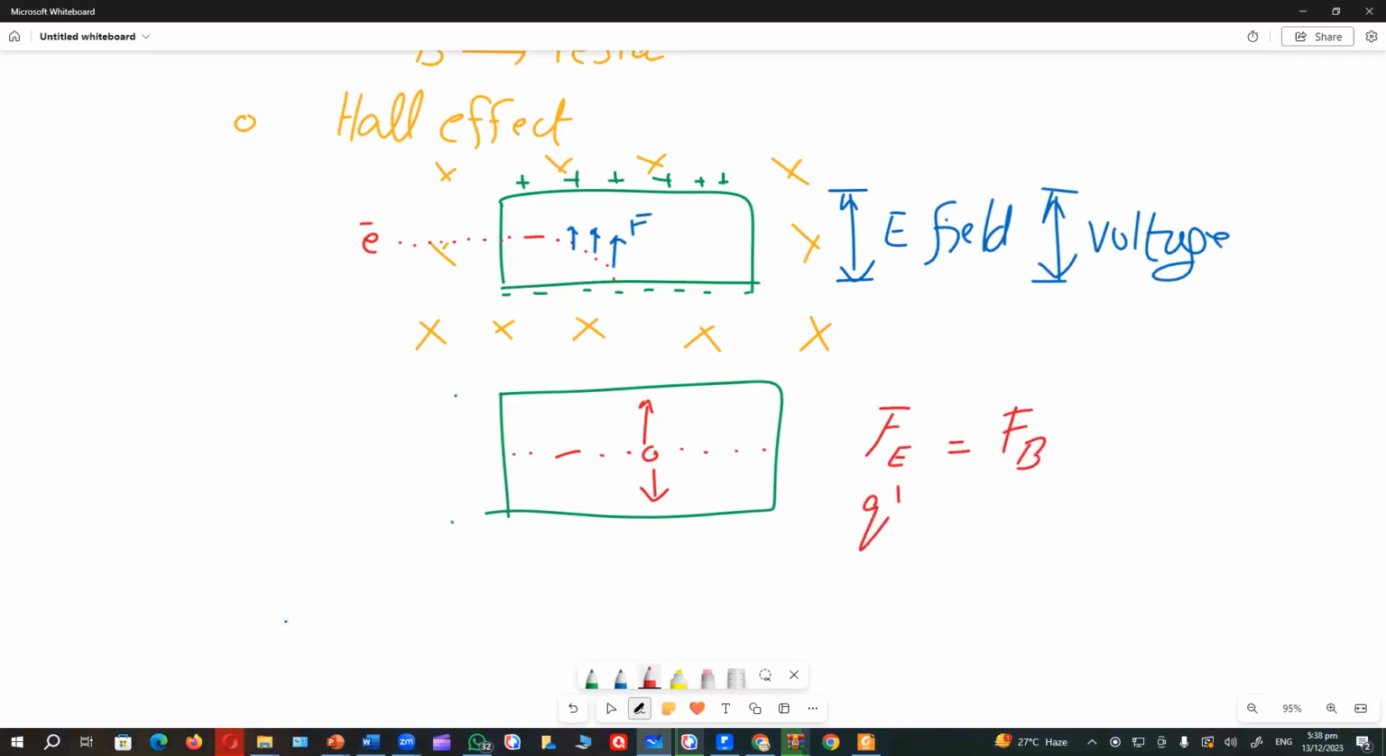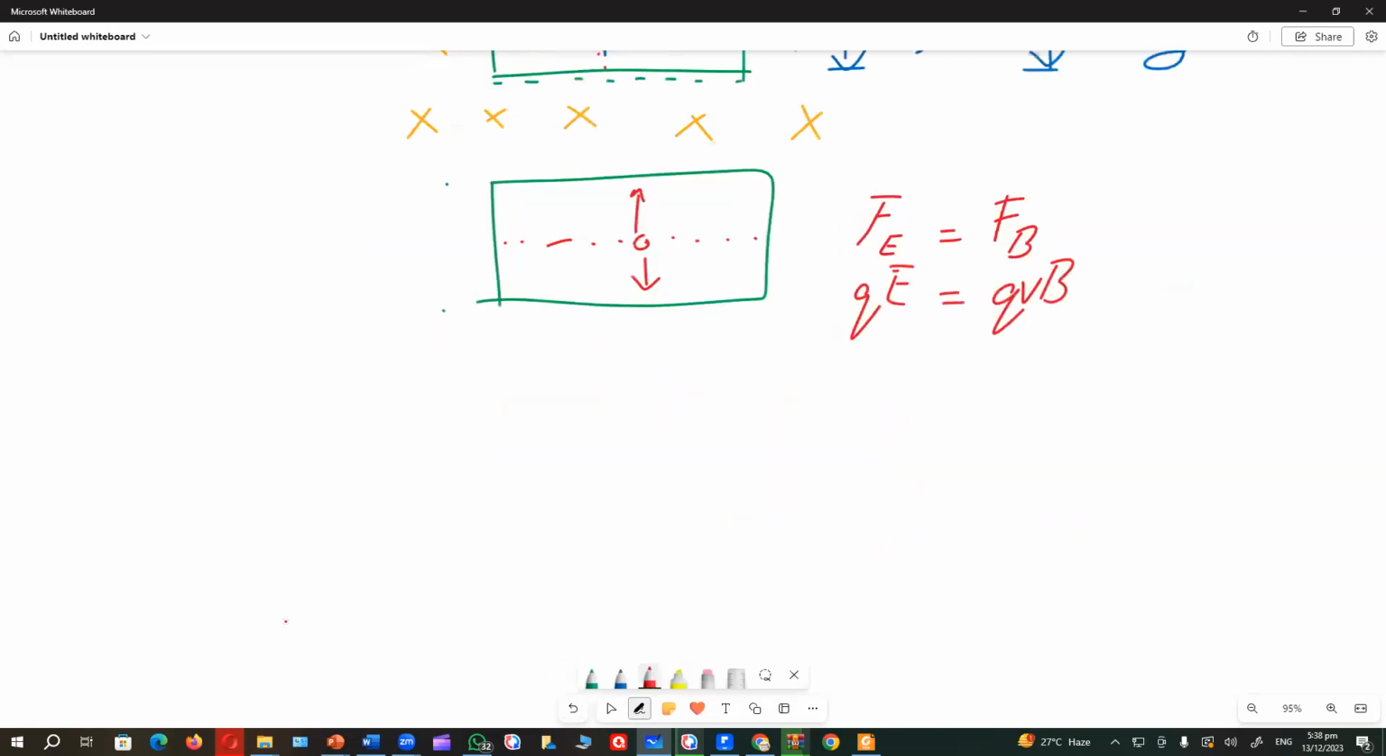And that is to say, QE is equal to QVB. This is the approach. This is called the Hall effect. The all-time famous device which works on the principle of the Hall effect is the Hall probe. A Hall probe is an apparatus to detect magnetic field. The Hall probe is used to detect magnetic field in a region. You can use it to define or detect magnetic field.